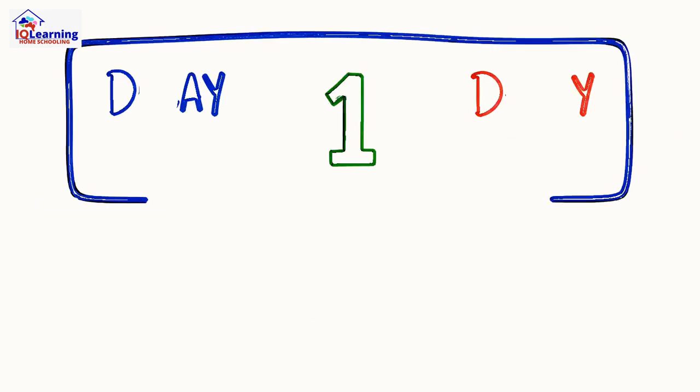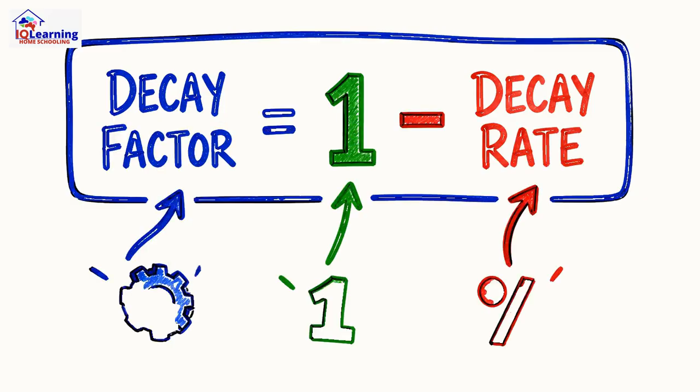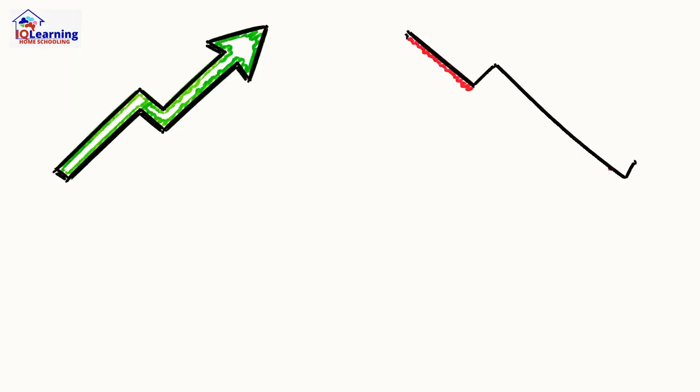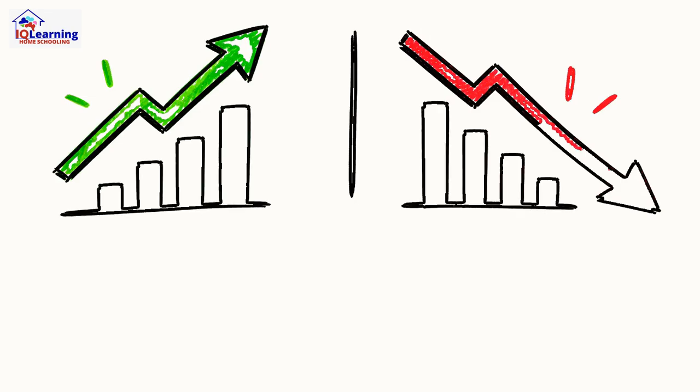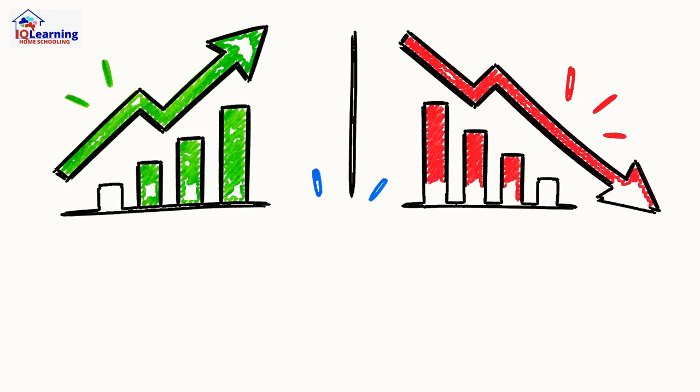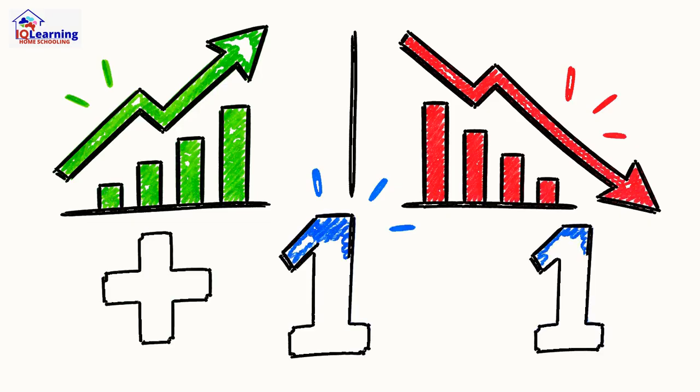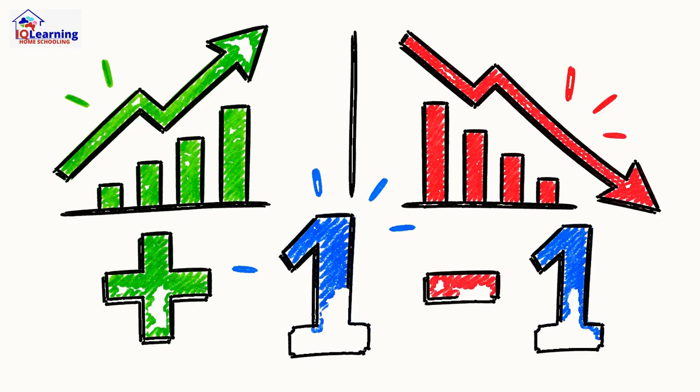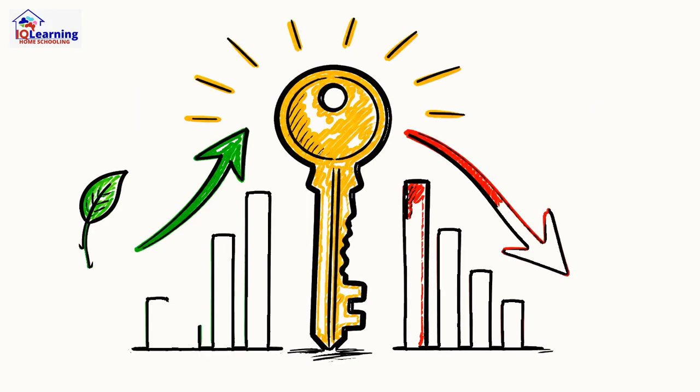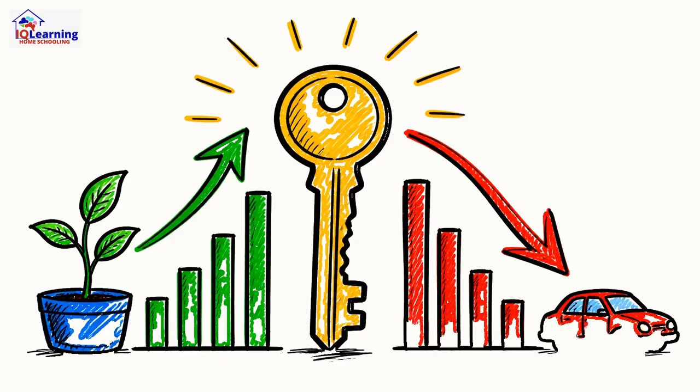The rule here is the decay factor equals 1 minus the decay rate. So, whether you're watching your savings grow or a car's value fall, it's all driven by the same powerful idea. Growth is adding the rate to 1, decay is subtracting it. Understanding that one simple difference is the key to mastering how these functions shape our financial world.